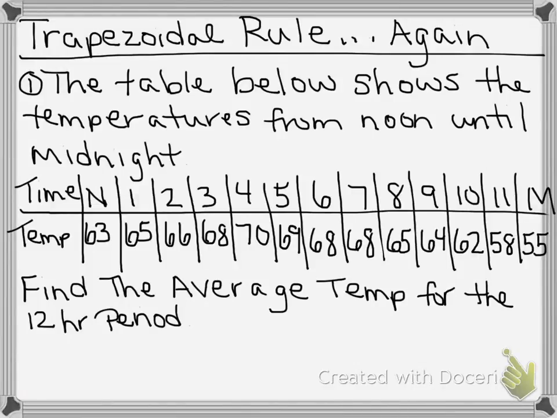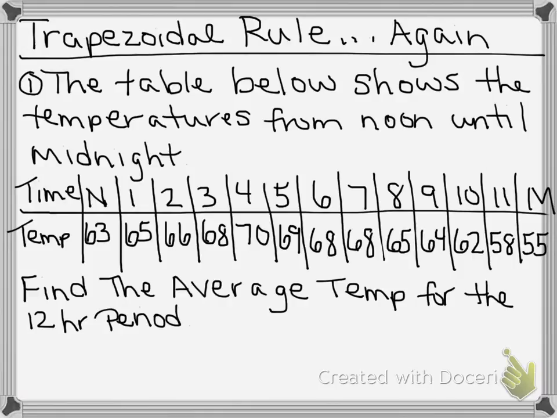Hola Calc, we are continuing the trapezoidal rule, but we're looking at it off of a table today instead of off of the graph. So the table below shows the temperatures from noon until midnight, and I'm going to venture to say that that's not during the month of December because we could only wish that it would get up to 70 right about now.